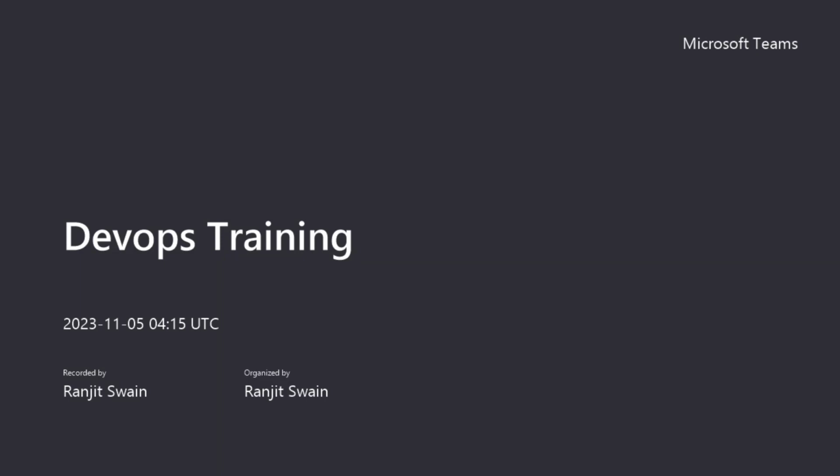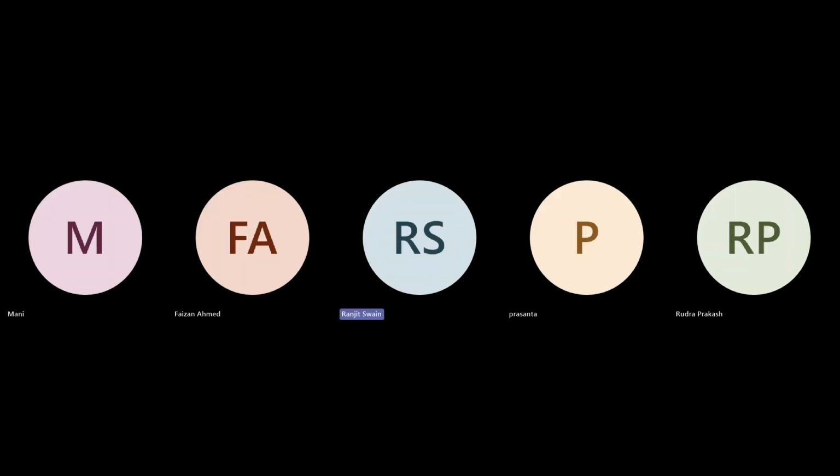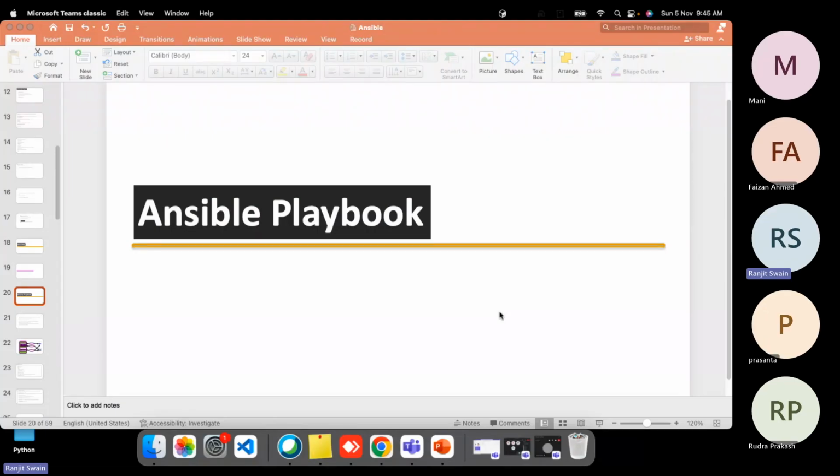how we can write the playbook and execute it, right? As I said in our last class, the Ansible playbook will be written in the YAML file or in the YAML syntax. So what is the YAML file? It's yet another markup language. It's a markup language syntax.